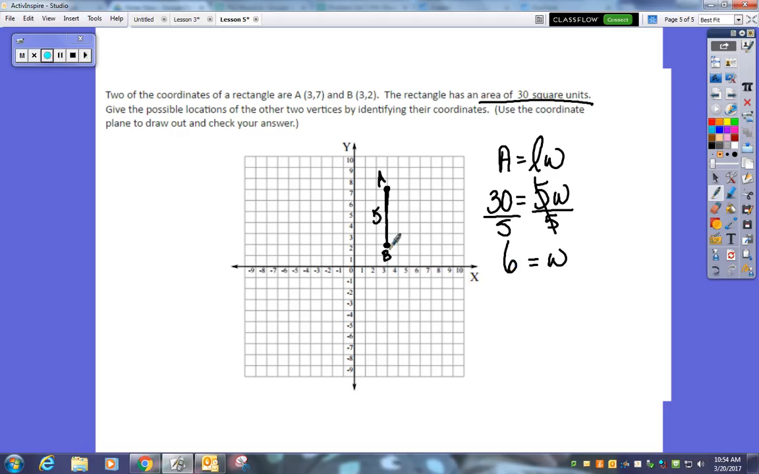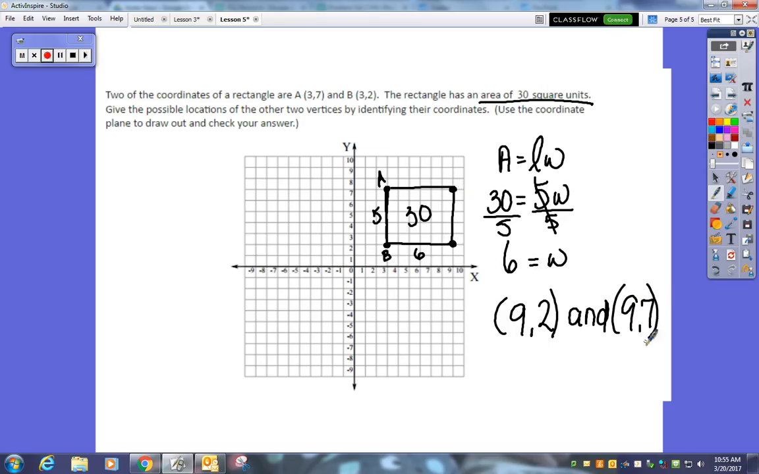Now there's 2 different possibilities for these pairs of points. We can go 6 points to the right of each of these points. So 1, 2, 3, 4, 5, 6 would put us here. And then 1, 2, 3, 4, 5, 6 puts us here. So now we have a 5 by 6 rectangle, which would give us an area of 30. If we get the coordinates of the other 2 points, we have (9, 2) and we have (9, 7). So those are 2 possibilities for the points.